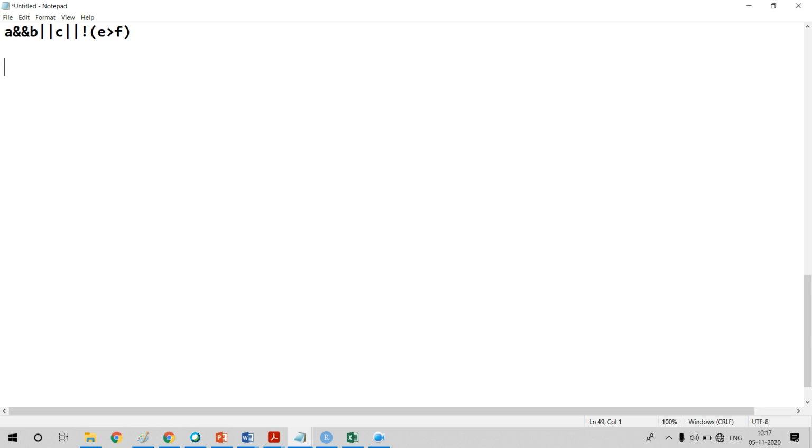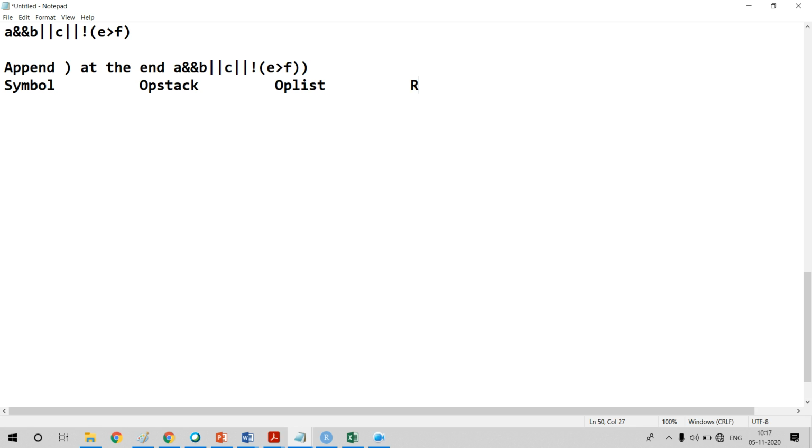Add one right parenthesis at the end of the expression. Append right parenthesis at the end of expression. This expression becomes, with one extra bracket. We'll start solving the problem. Make use of stack, OP stack, another stack, OP list. Initially OP stack is empty. To that empty stack, add one left parenthesis.